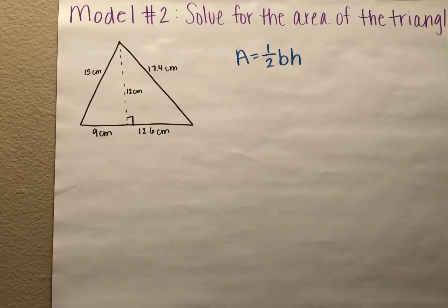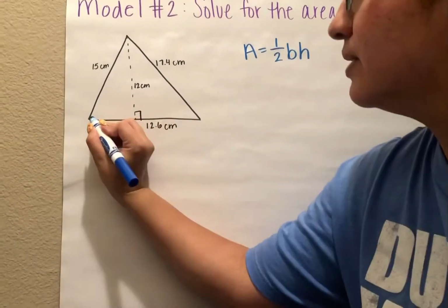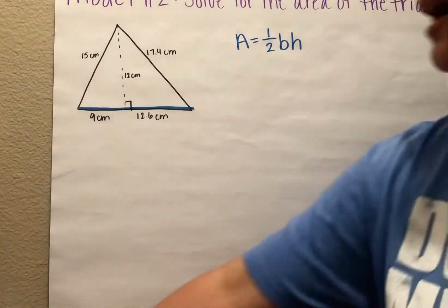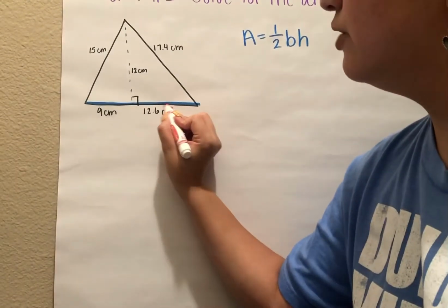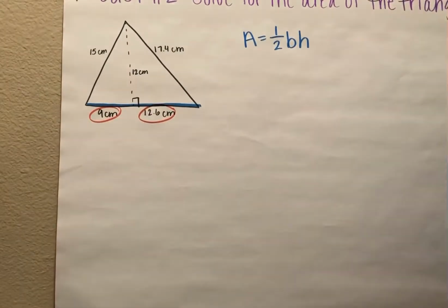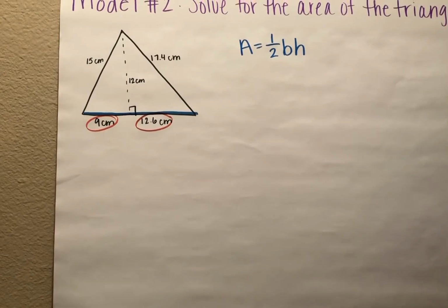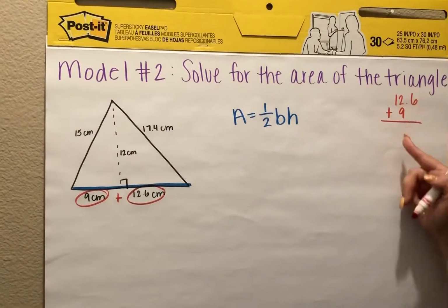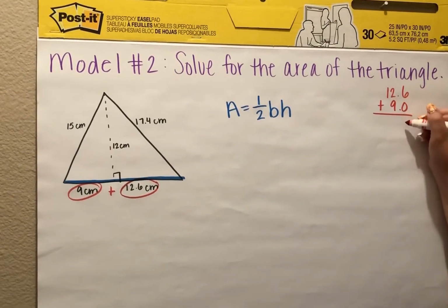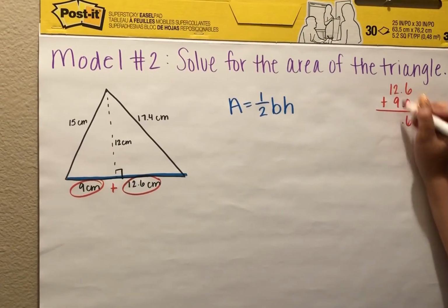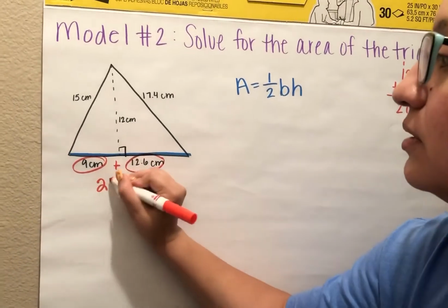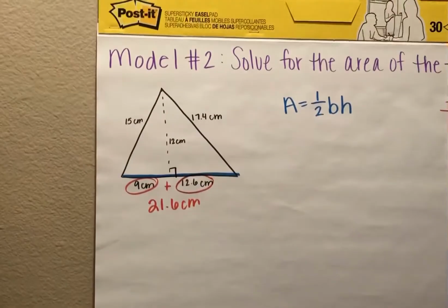I see that I have two measurements making up the entire base. I'm going to outline the base. This is the entire base, and the two measurements making up that base are 12.6 and 9 centimeters. So I'm going to add those together. I know that 12.6 plus 9, line up your decimals. I can add a 0 there. 6, 0.9, 10, 11. So now I have 21.6 is my new base.